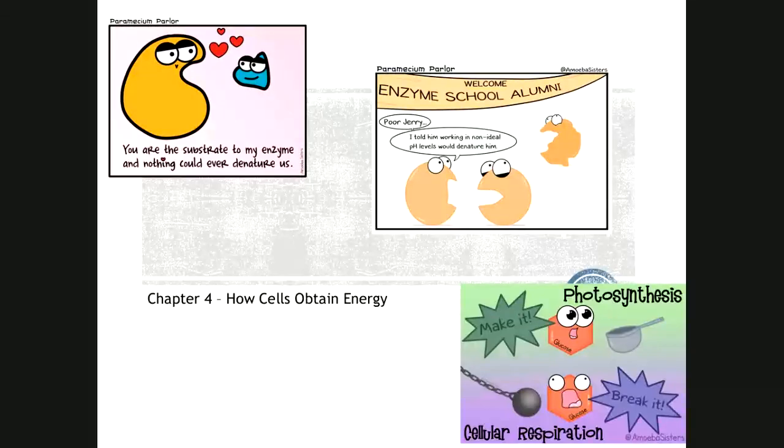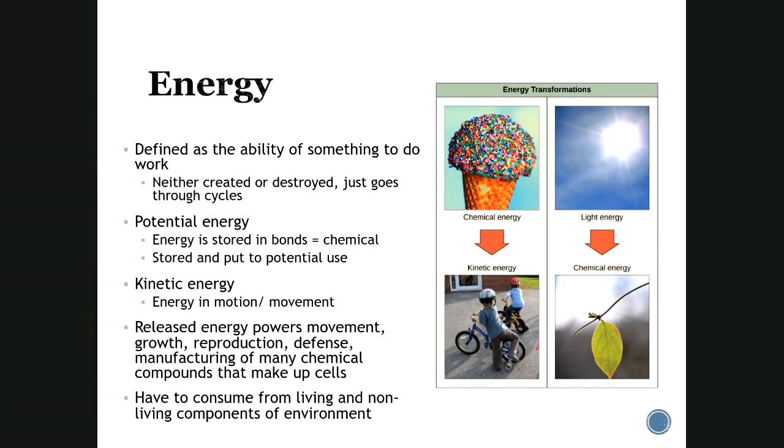All right, so now we're going to move on to the next unit, and this is going to cover chapters 4 and 5. So this lecture is going to talk about energy and enzymes, because the whole point of chapter 4 is how your cells obtain it. So first we need to define what is energy.